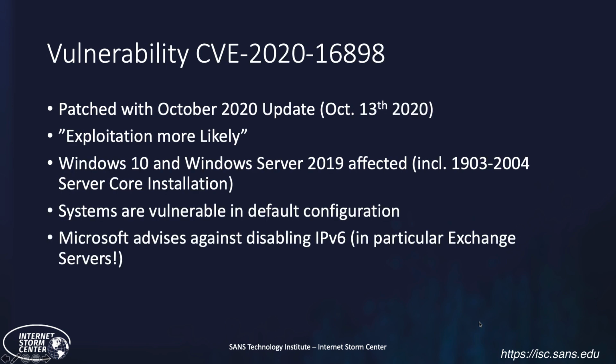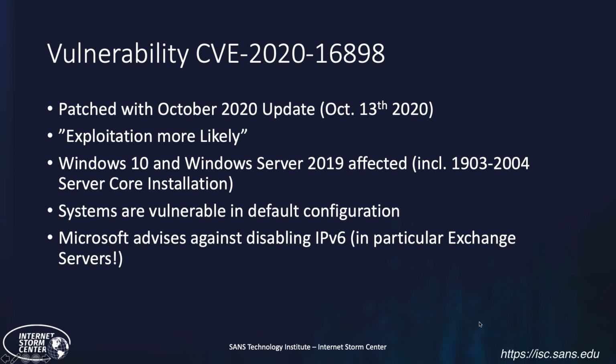Now here's what we know about the vulnerability. It was patched this week as part of Microsoft's October Patch Tuesday. And Microsoft labeled this as exploitation is more likely. So it's not that hard to come up with an exploit. Windows 10 and Windows Server 2019 are affected. These are the operating systems where Microsoft added this RDNS feature to the router advertisements.